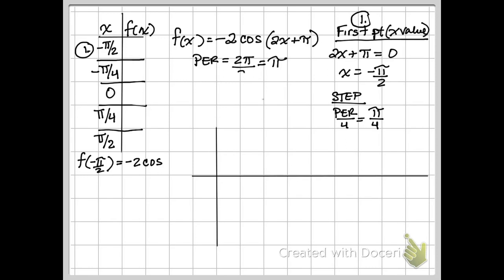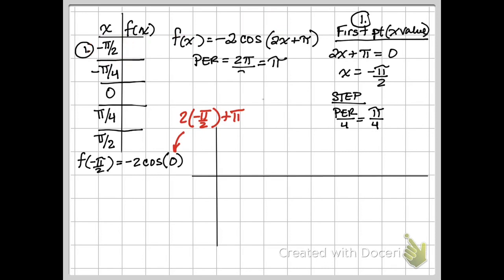So I've got the 2x plus pi, and I'm substituting in negative pi over 2. So I have negative pi over 2 times 2 is negative pi, plus pi is 0. If you're not seeing how I'm getting the 0 here, I'll just write out this first one, that this 0 is coming from 2 times negative pi over 2 plus pi. So I just substituted this negative pi over 2 for x.